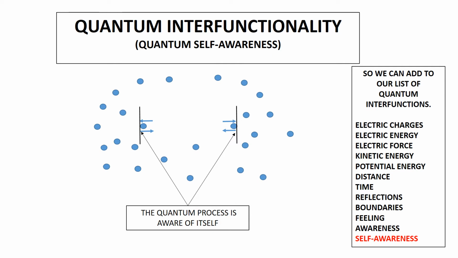We can say, therefore, that our quantum process has a property of self-awareness. And self-awareness can be added to our list of interfunctions, because if our process was not self-aware, there would be no process. We are now in a position to define quantum sentience.